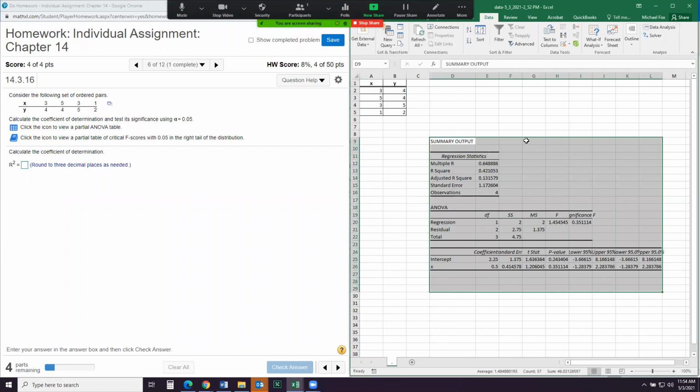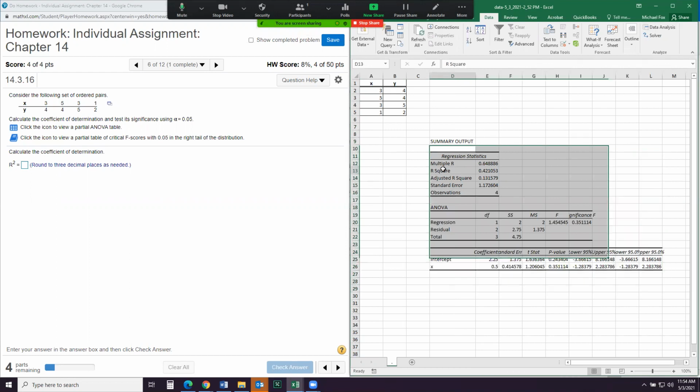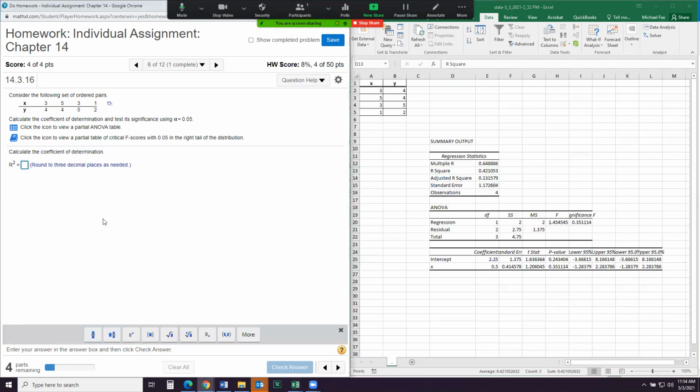That gives my regression analysis output. So the R squared is actually given to me, labeled as R squared. That's our coefficient of determination, round to 3 decimals, so 0.421.